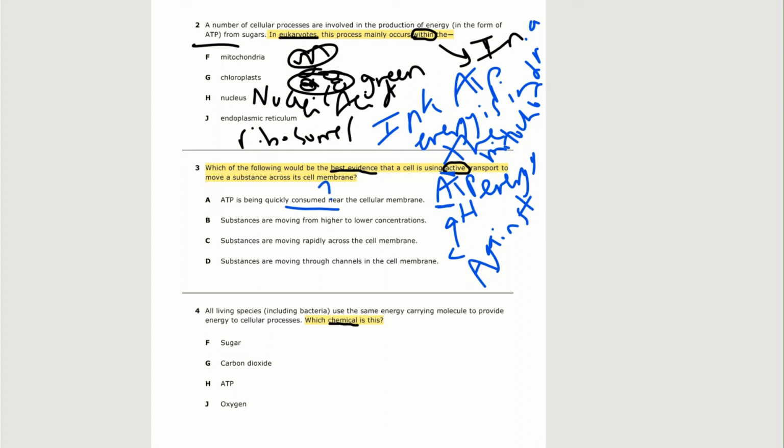Substances are moving from higher to lower concentrations. That would be, can I write on my test? Yes, so I'm writing an arrow. High to low. Is that what I have here? No. Substances are moving rapidly across the cell membrane. Well, rapid, fast, I guess that might need ATP energy. But I remember speaking about that. Substances are moving through channels in the cell membrane.